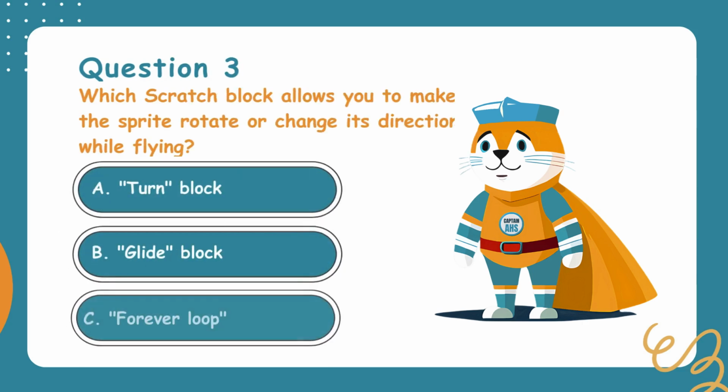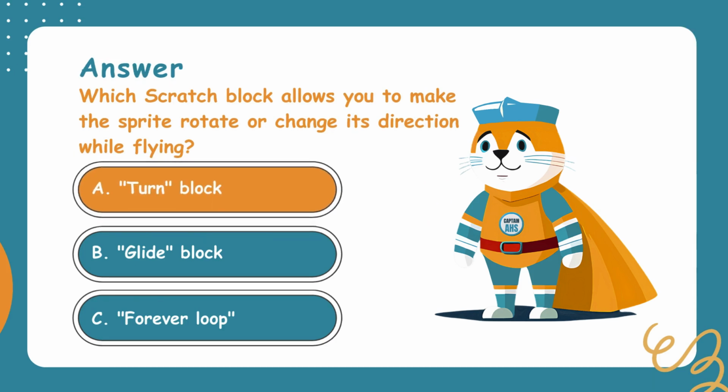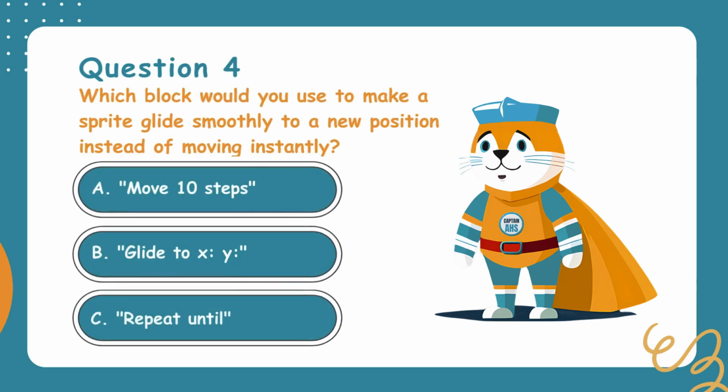Which Scratch block allows you to make the sprite rotate or change its direction while flying? Option A, turn block. Option B, glide block. Option C, forever loop. The answer is Option A, turn block.